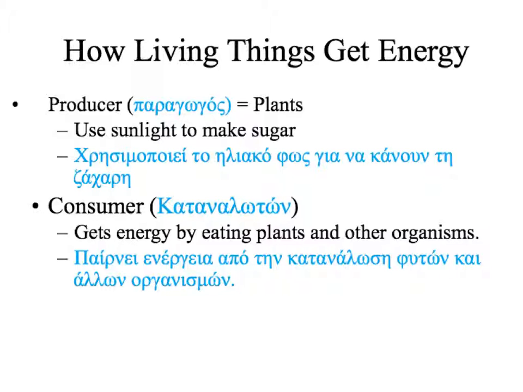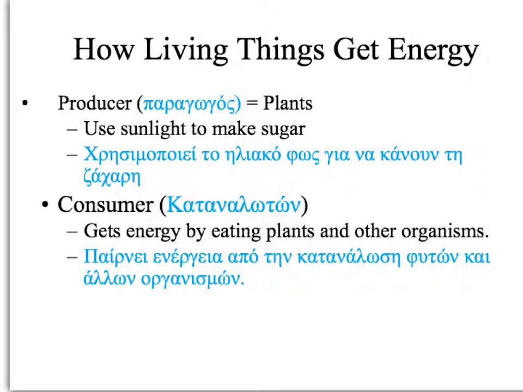How living things get energy. There are two types of organisms: producers and consumers. Producers are plants. They use sunlight to make sugar, so they make their own food. Consumers get energy by eating plants and other organisms. So producers make their own food, and consumers get their food by eating.